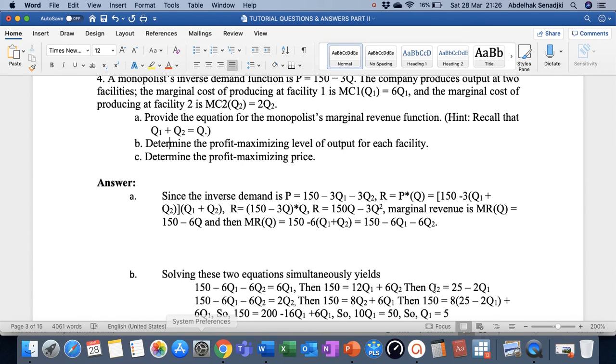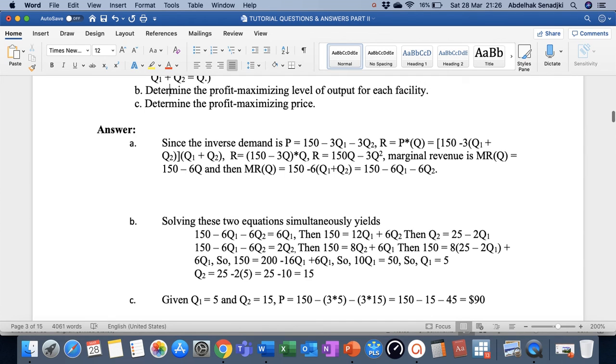We say Q2. How much is Q2? 25 minus 2Q1. 25 minus 2Q1, plus 6Q1. So after we calculate this, we will have 150 equals 200. 8 times 25 is 200, minus 8 times 2, 16Q1, plus 6Q1. Therefore, we will find 10Q1 equals 50, and therefore Q1 equals 5.